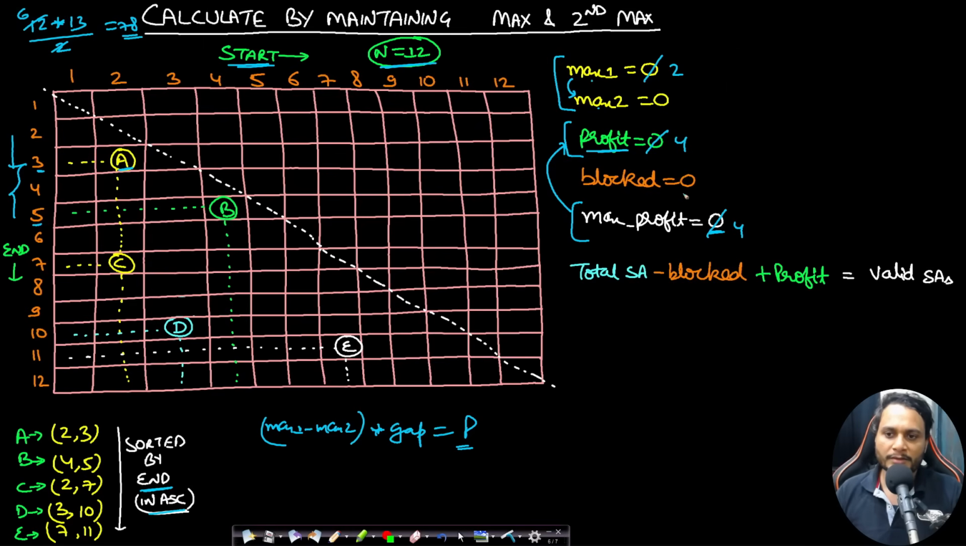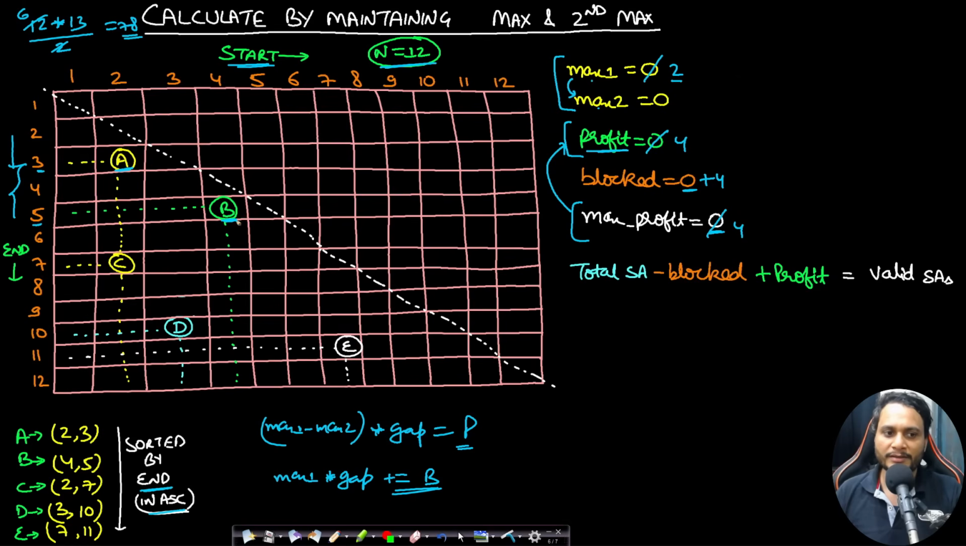Now if you look at the blocked number of subarrays, it will be equal to the maximum S value that you have seen. That means max 1 multiplied by gap. This will be equal to the blocked. Okay, so this will be added to the blocked state every time. So you see, it will be equal to 2 times max 1 times gap is 2. So this will be 4. 0 plus 4 will be 4, right? So we are done with this point A. Now we will put back this point A in its position and we will move forward.